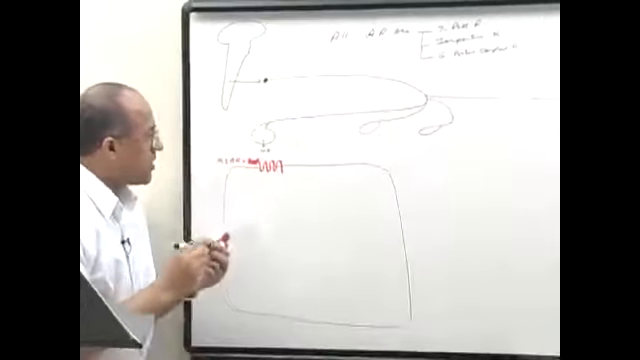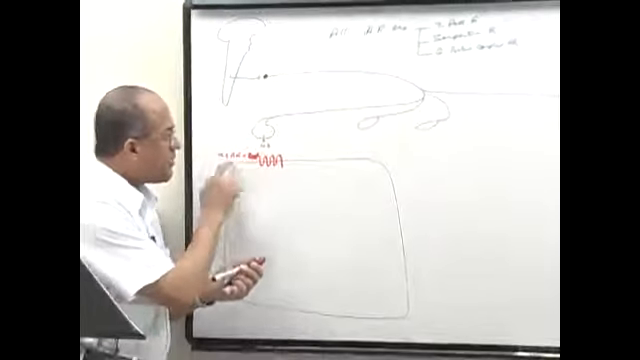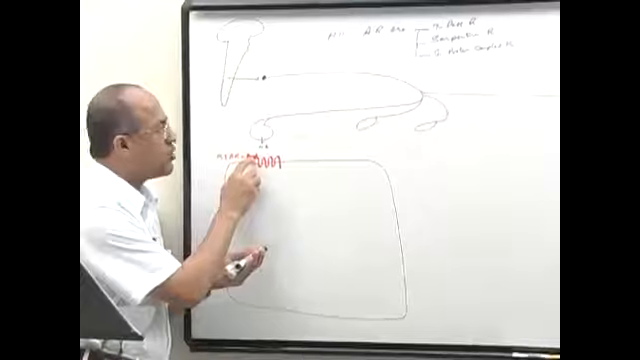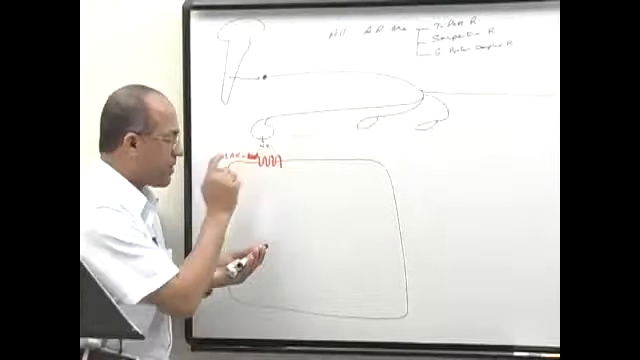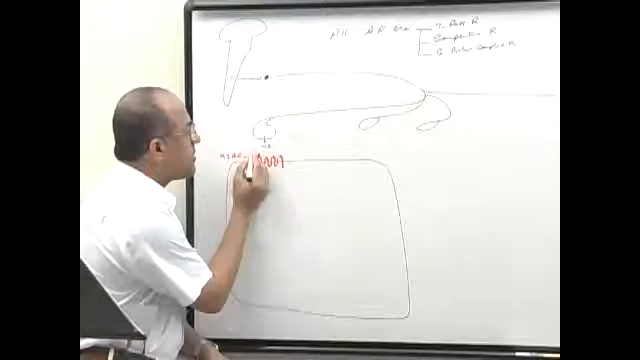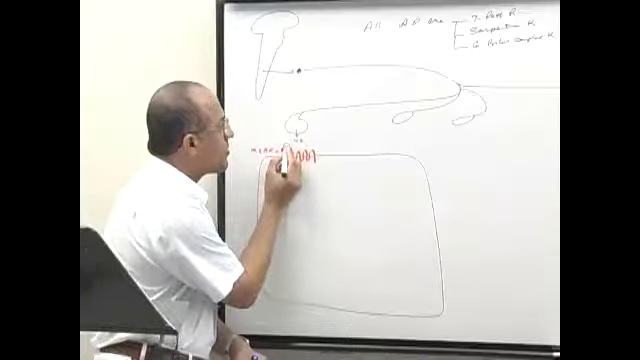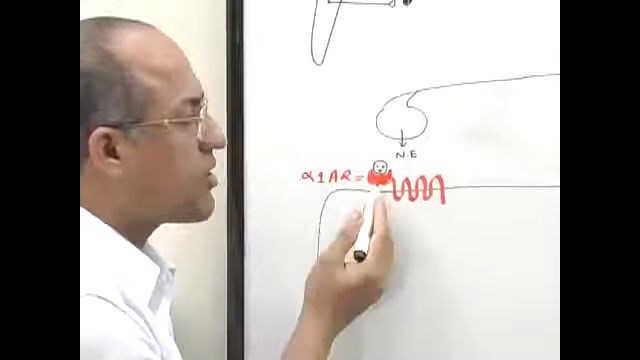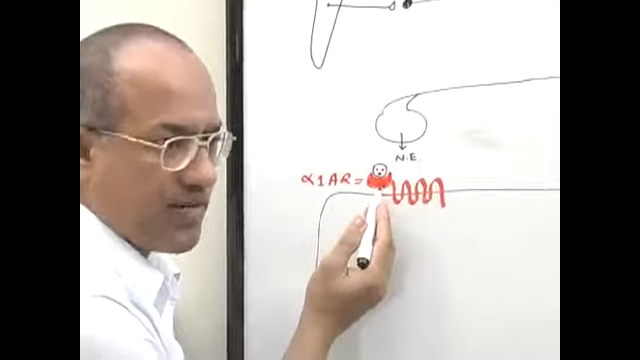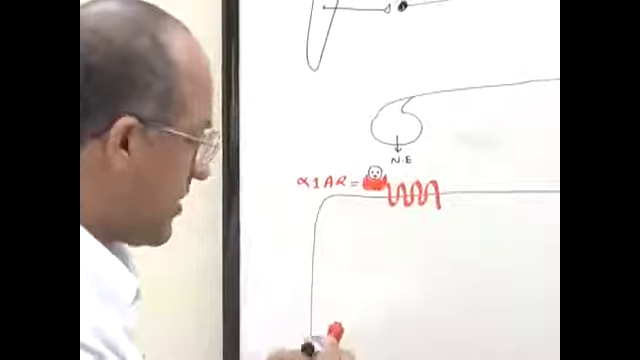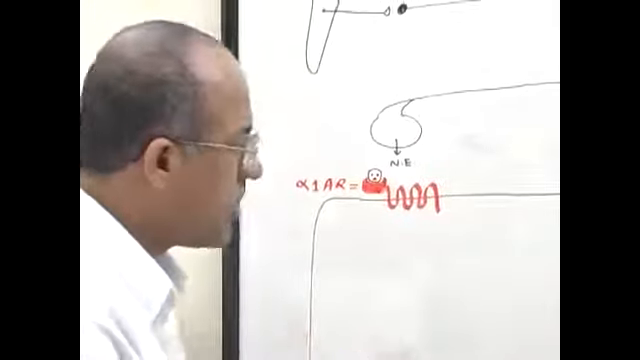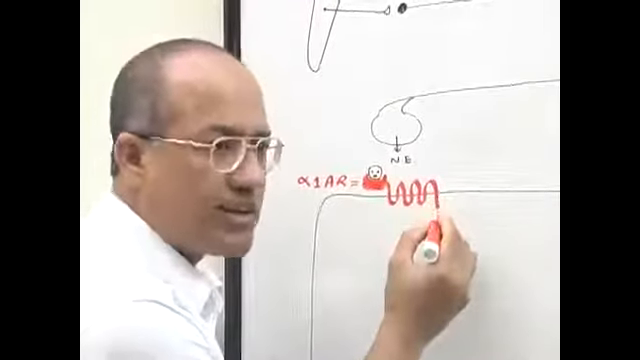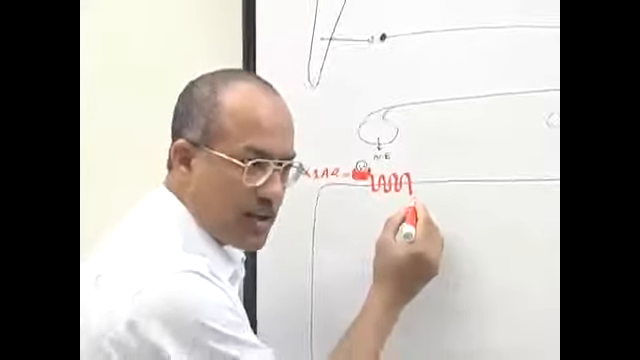Now, alpha 1 adrenergic receptor, like other receptors, must have one extracellular domain where norepinephrine binds. So norepinephrine binds over here. And this point where norepinephrine binds is called the ligand binding domain. And this intracellular part of the receptor is called the effector domain.